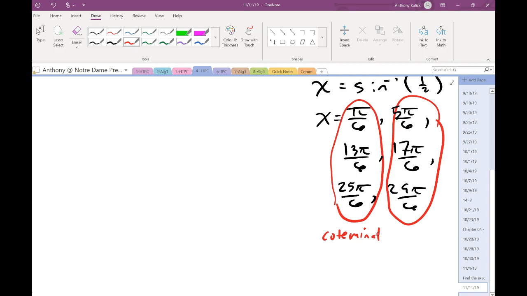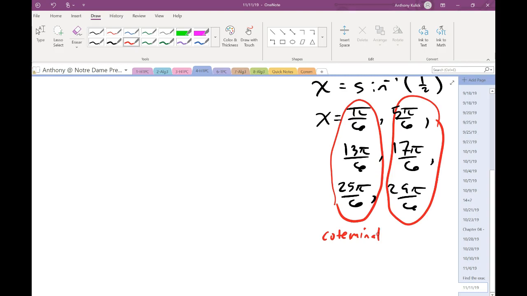So how many answers do we really have to this problem? Infinitely many. Why is there infinitely many? I can keep adding 2 pi. Can I only add 2 pi? No. What else could I do? I could subtract 2 pi as well, right?